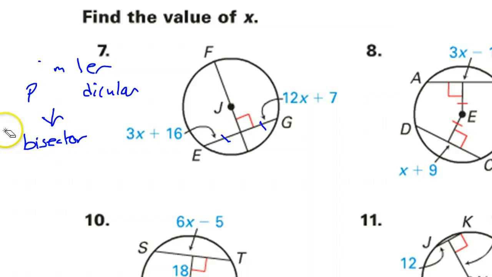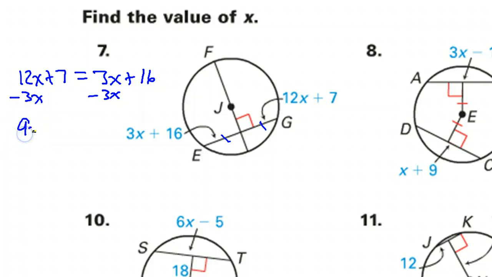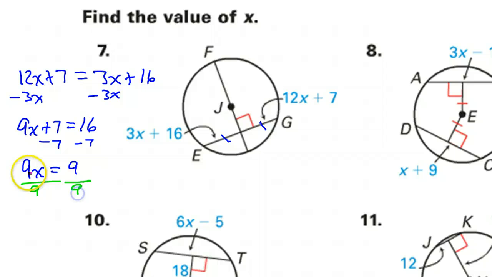I need the space. So specifically 12x plus 7, this piece, should equal 3x plus 16. Subtract 3x from both sides, gives you 9x plus 7 equals 16. Subtract 7 from both sides, that gives you 9x equals 9. And divide by 9. That gives you x equals 1.